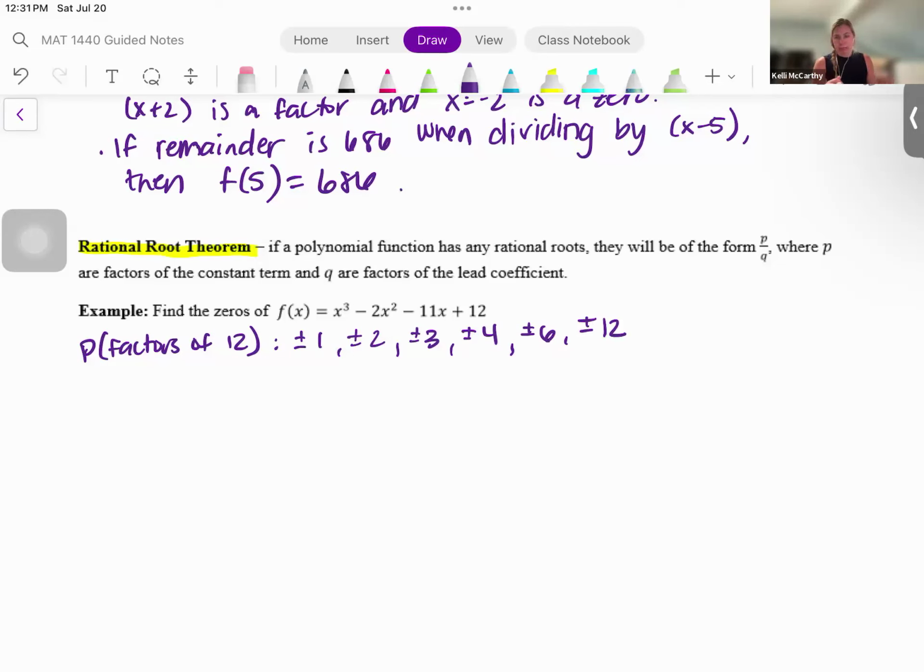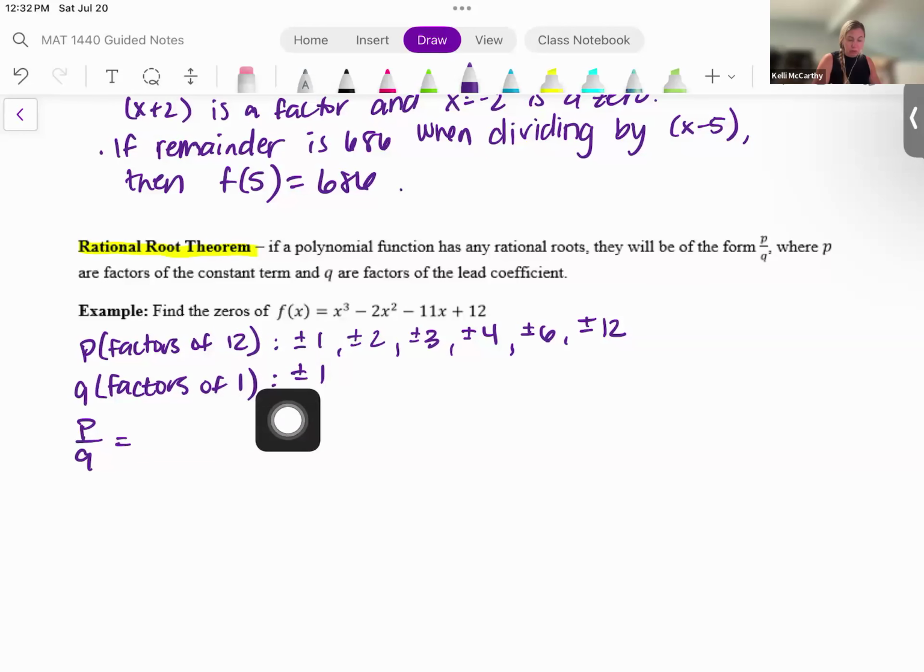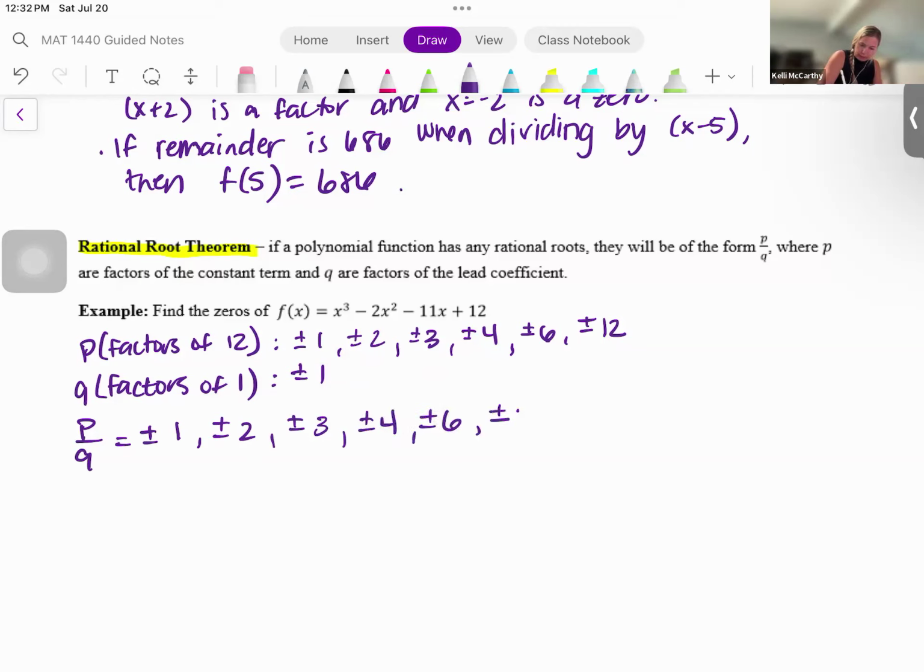Negative 1 times negative 12, positive 12. 1 times 12, 12. So on and so forth. Q are going to be factors of 1, which are just plus or minus 1. So our possible roots, P over Q, are going to be all of the ratios set up, plus or minus 1 over plus or minus 1, plus or minus 2 over plus or minus 1, so on and so forth, which results in that same list as we had for P. So plus or minus 1, plus or minus 2, plus or minus 3, plus or minus 4, plus or minus 6, plus or minus 12.